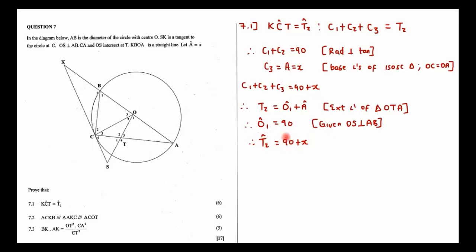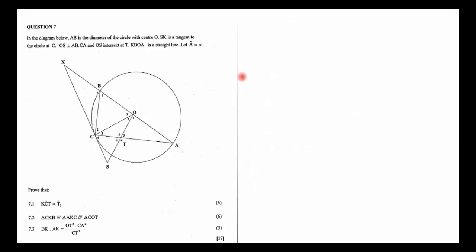As you can see now, this angle is the same as KCT, because remember C1 plus T2 plus C3 is KCT, and that is how we get our answer. Now let's go ahead and look into the second one.